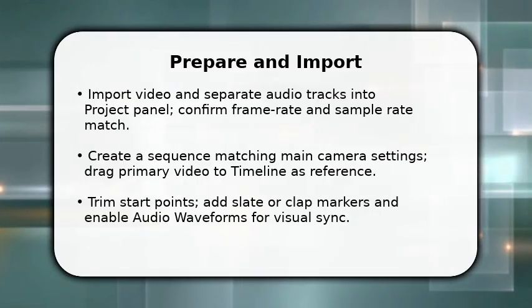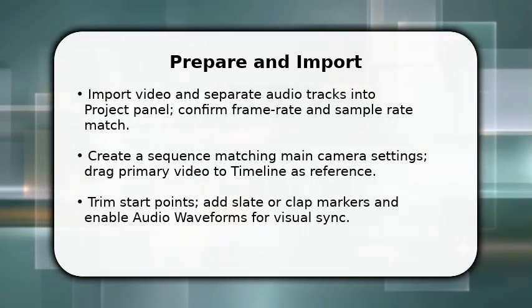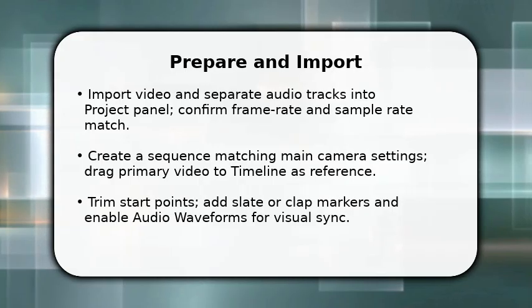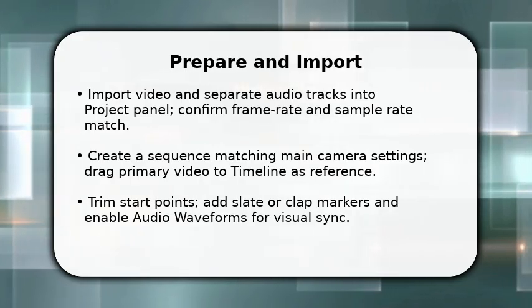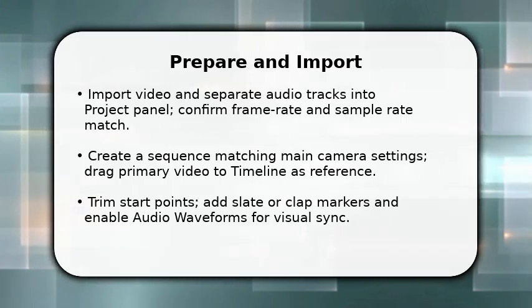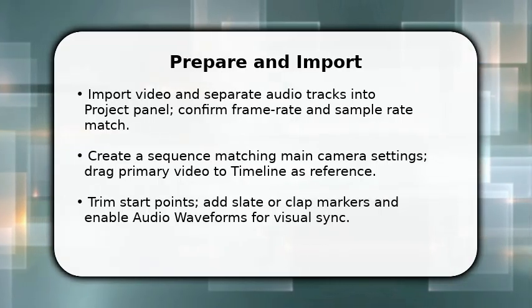Start by importing your video files and any external audio into the project. You want a sequence that matches the camera's frame rate and resolution. This prevents drift later. Once your reference video is on the timeline, enable audio waveforms so you can see peaks from a clap or slate. If you recorded timecode, make sure it's visible in metadata.